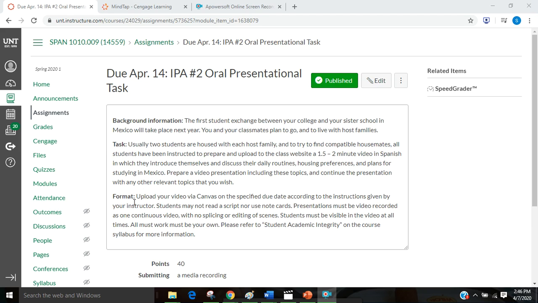Now take a look at the format. You'll be uploading your video via Canvas on this due date. That's by 11:59 at night. You may not read a script nor use note cards. It's got to be recorded as one continuous video, that's to say with no splicing or editing of scenes. Okay, you have to be visible in the video at all times. All work must be your own, so don't use a translator program either. So anyways, let me know if you have any questions about that, and that's due on April 14th.